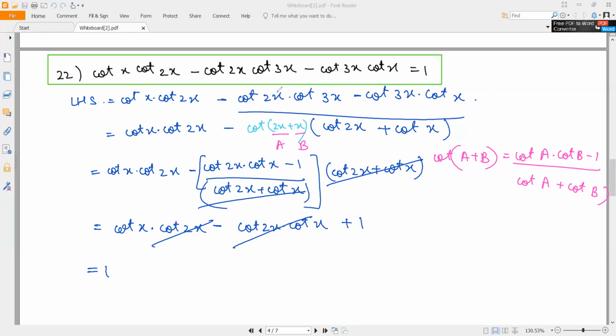You can also try this question by taking this cot 2x common from the first and the second terms, and then approaching it. This is your RHS. Next.